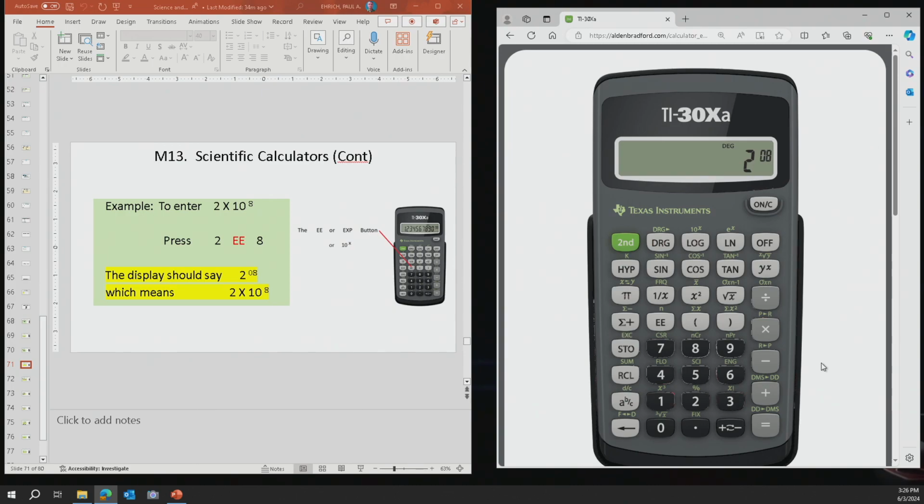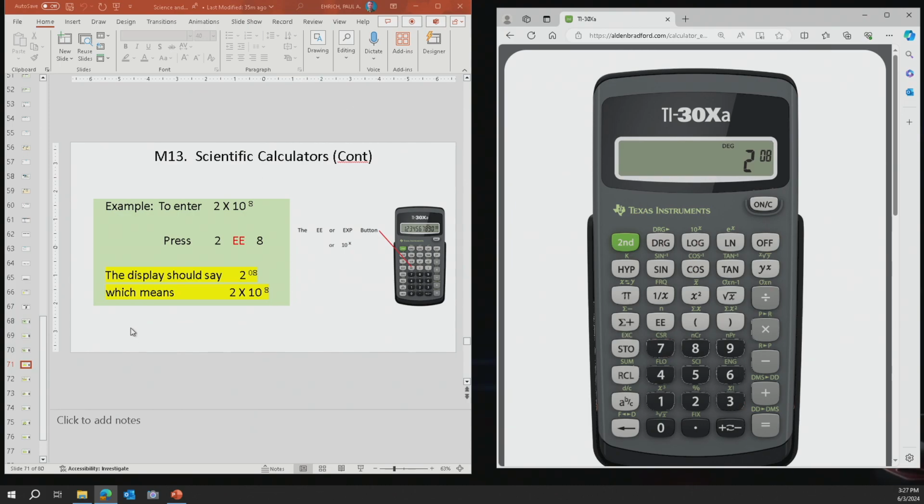Now if you've got a fancier calculator, it might actually put the times 10 on the display, but the TI-30XA doesn't do that for you. So it's just going to look like this, but this is the same thing as that.